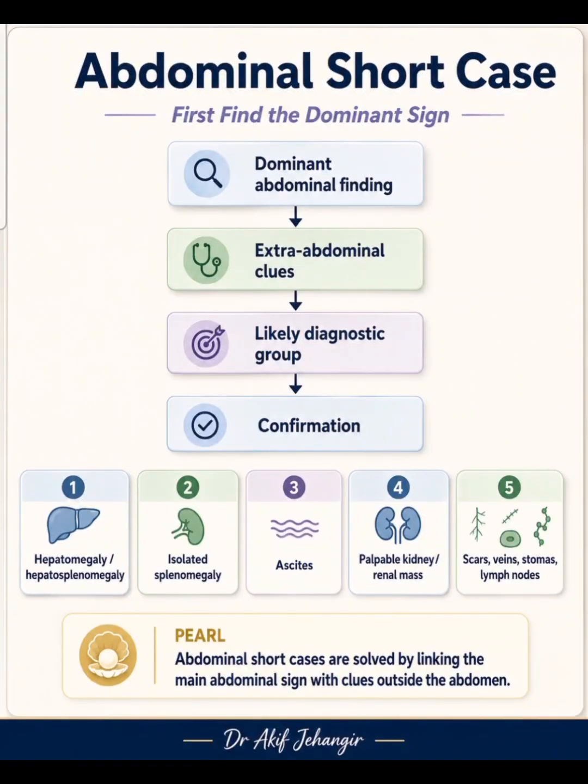In an abdominal short case, do not start with a long list of diagnoses. First, identify the dominant abdominal finding. Is it hepatomegaly, hepatosplenomegaly, isolated splenomegaly, ascites, a palpable kidney, or clues such as scars, veins, stomas, and lymph nodes? Once you know the main sign, link it with extra abdominal clues. Decide the likely diagnostic group, and then confirm it with focused investigations.